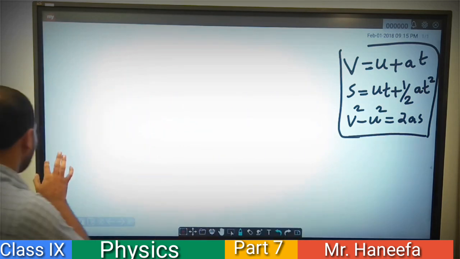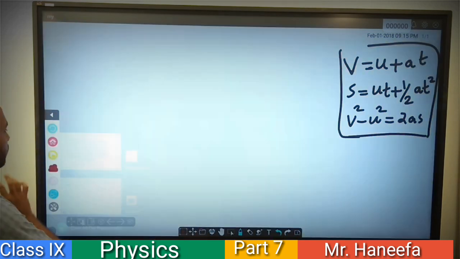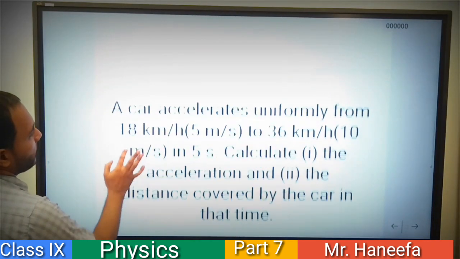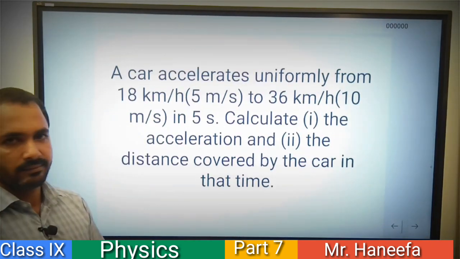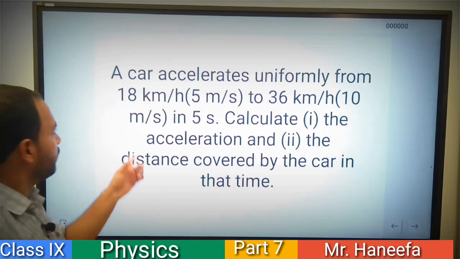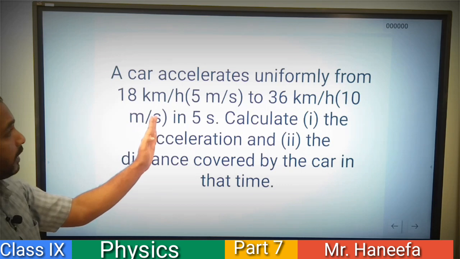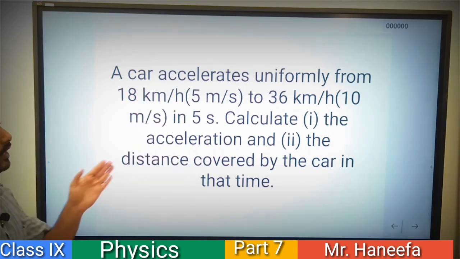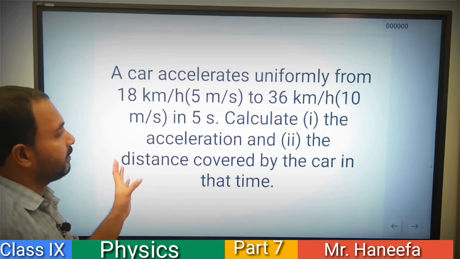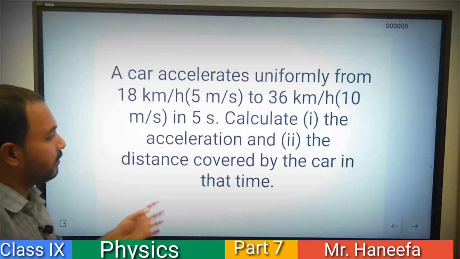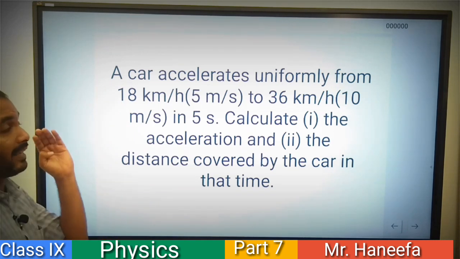Okay, next question. Next question is, a car accelerates uniformly from 18 km per hour to 36 km per hour in 5 seconds. Calculate the acceleration and distance covered by the car in that time.